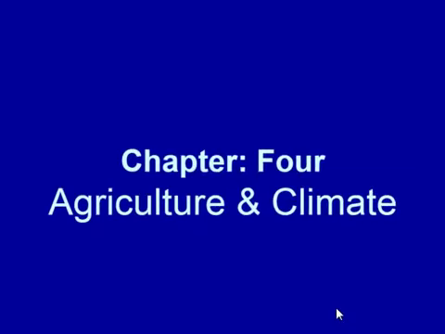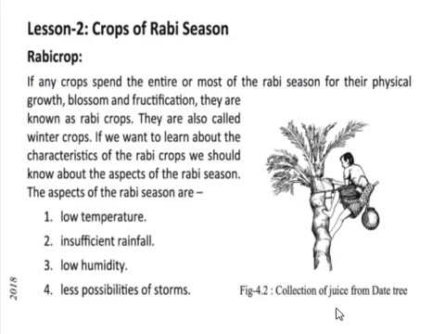Today I am going to discuss Chapter 4, Agriculture and Climate. Lesson 2, Crops of Rabi Season. Rabi crop: if any crops spend the entire or most of the Rabi season for their physical growth, blossom, and fructification, they are known as the Rabi crops.